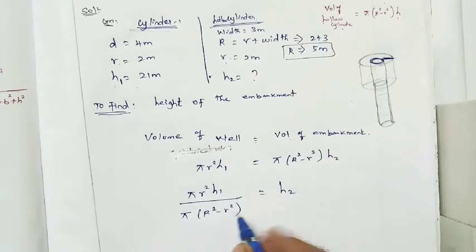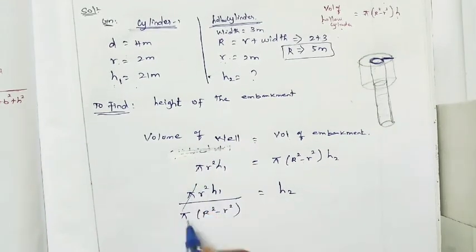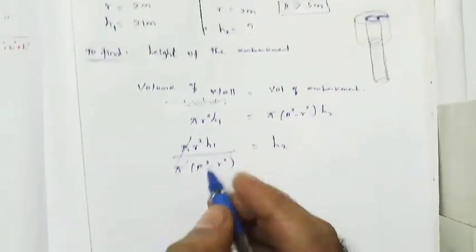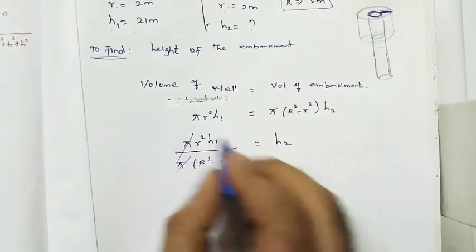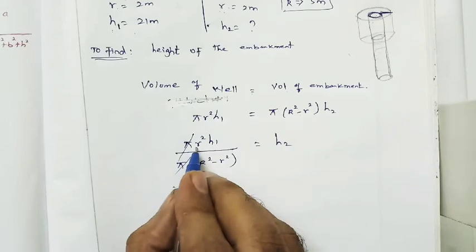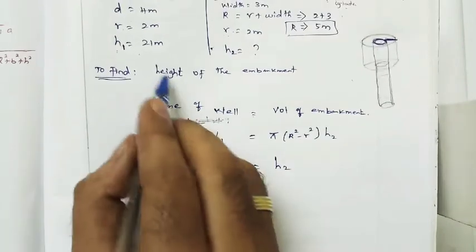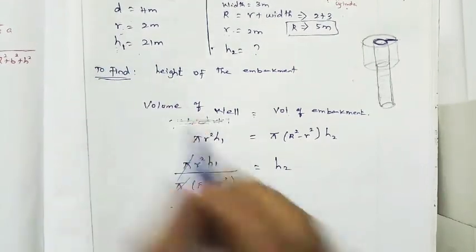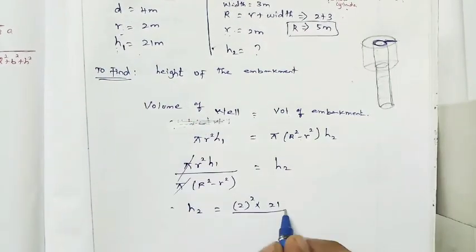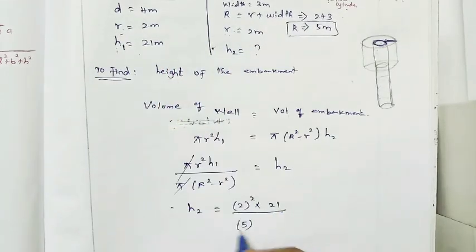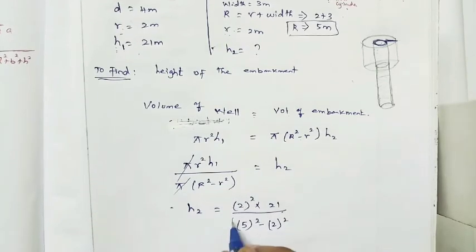Pi will get cancelled. The remaining values we know, so substitute and simplify. So h2 is equal to r square h1 divided by capital R square minus small r square. What is r? r is 2, so 2 square into h1, which is 21 meter, divided by capital R square minus small r square. What is capital R? 5. So 5 square minus 2 square.